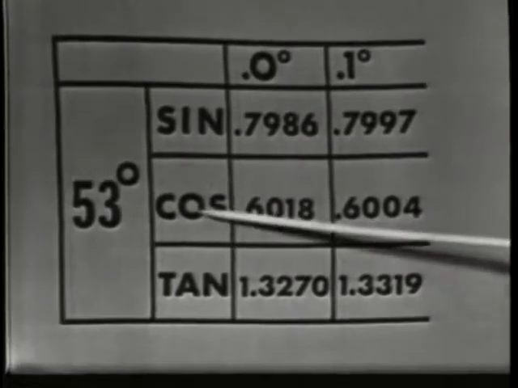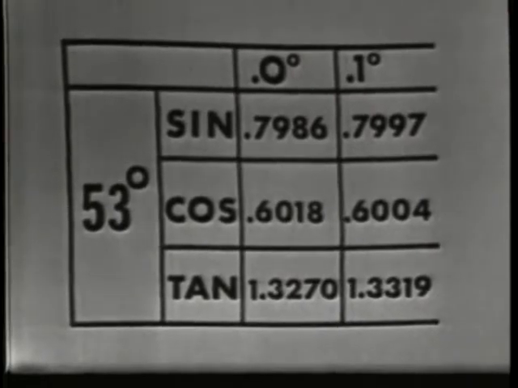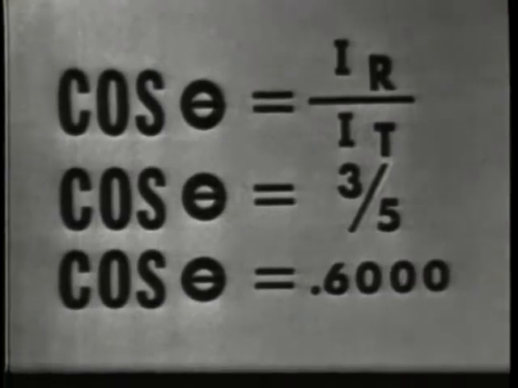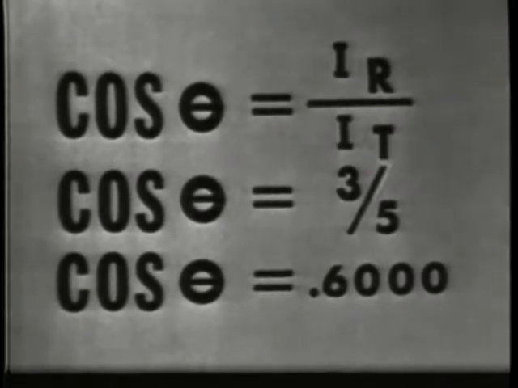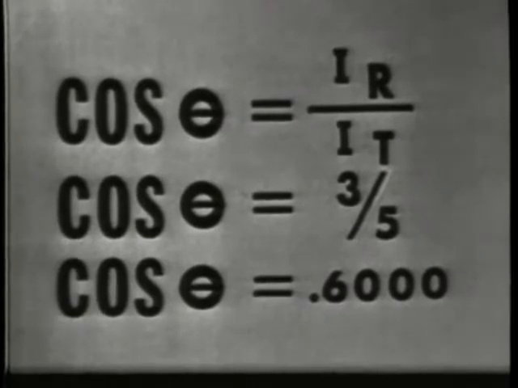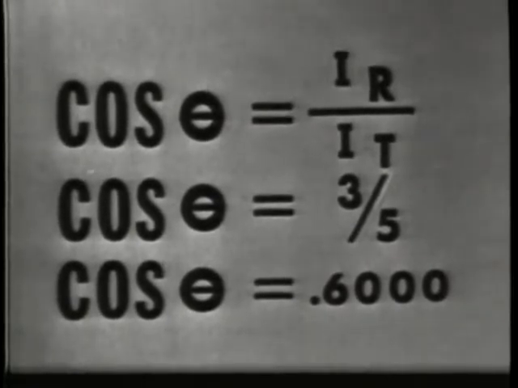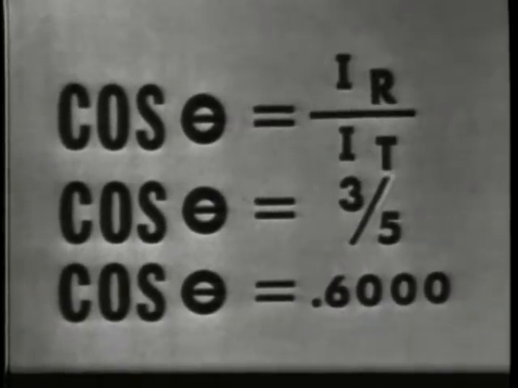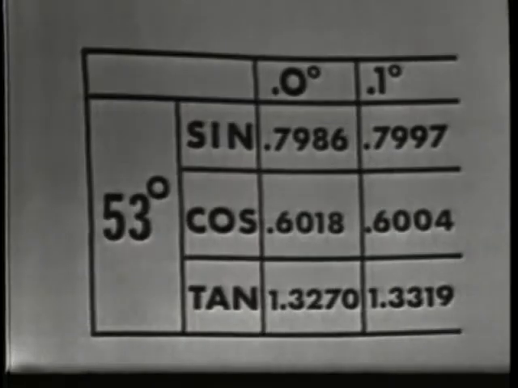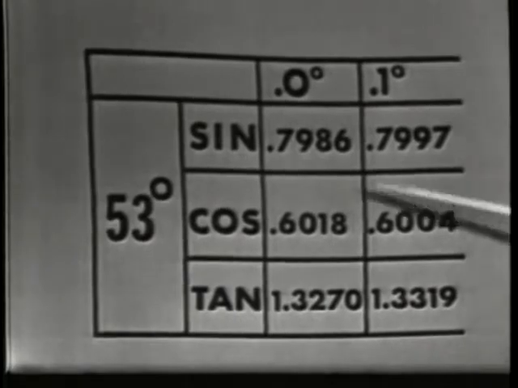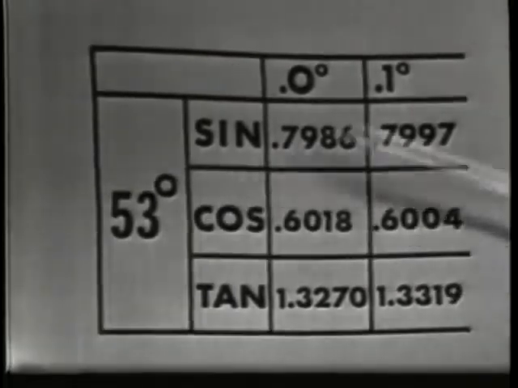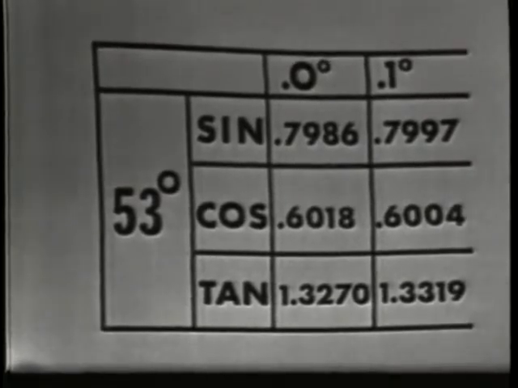Many times the cosine is used because it also equals the power factor. Now, let's solve for angle theta using the power factor, or the cosine of theta. The cosine of theta is equal to IR over IT, or 3 over 5, and therefore 0.6. Going back to the trig tables, we find that the phase angle for a cosine of 0.6, the nearest one being 0.6004, is again 53.1 degrees.